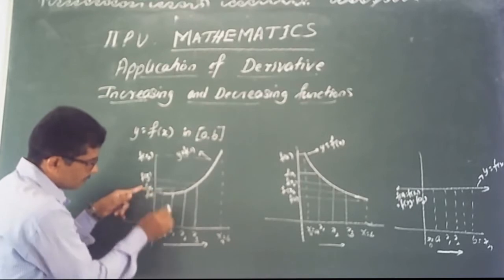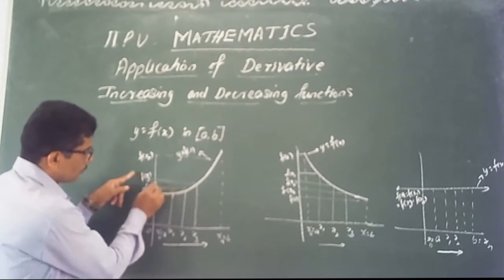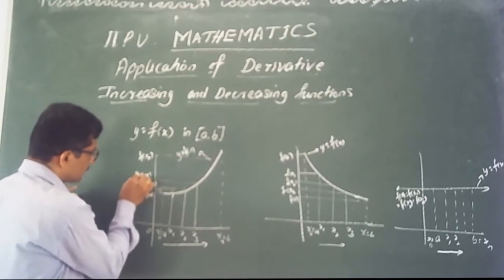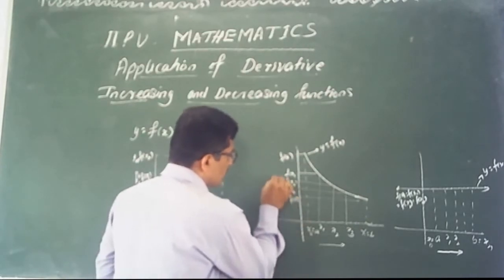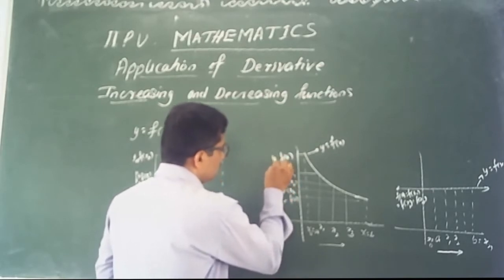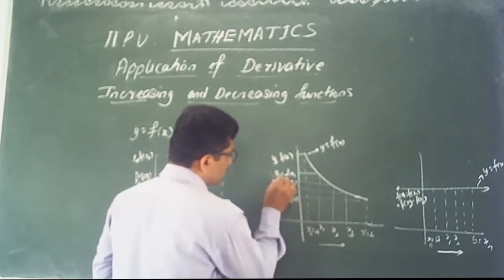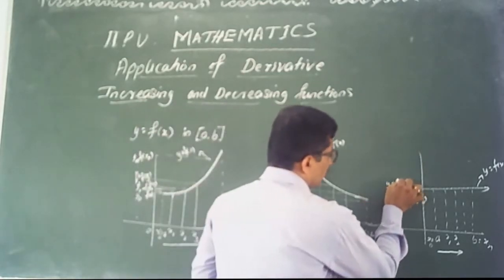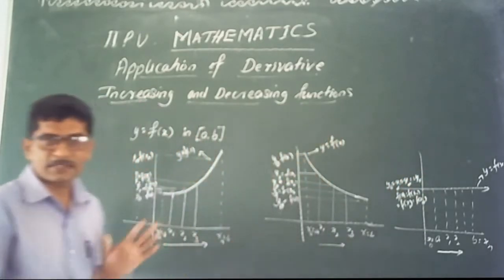f of x1 is the value of the function at the point x equal to 1. The value of the function at the point x equal to 2. This means these values are y0, y1, y2, y3 up to yn. Here in all the cases, y0, y1, y2 up to yn, all the values are the same.